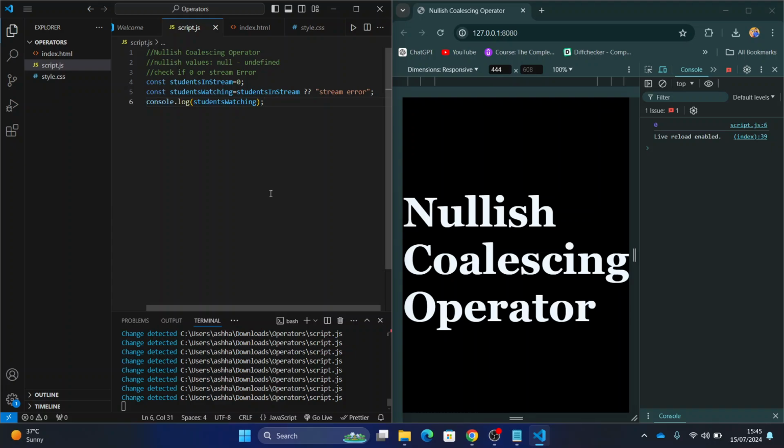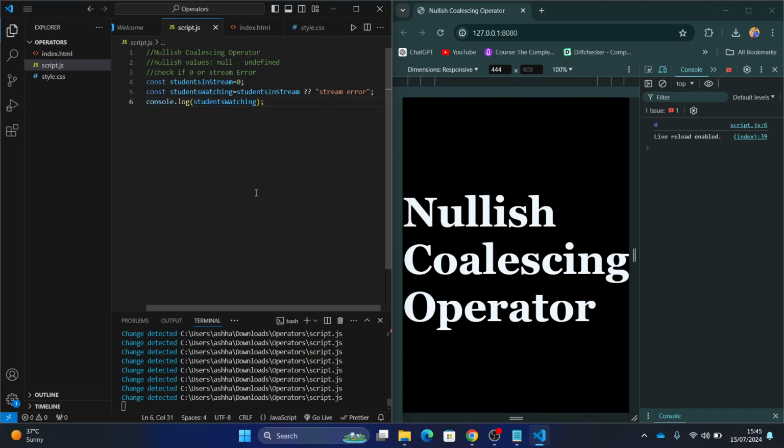It was introduced in ES 2020 and the main idea is it would check the left hand side operand. If it is equal to nullish values which are null or undefined, then there would be short circuiting and the right hand side operand value would be returned. Otherwise, the left hand side operand value will be returned. We could better understand it with code.